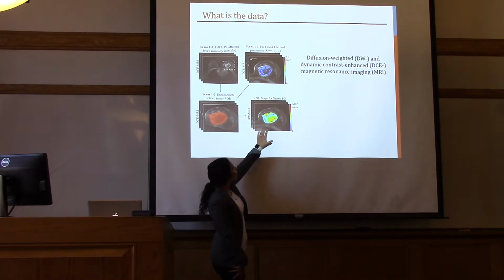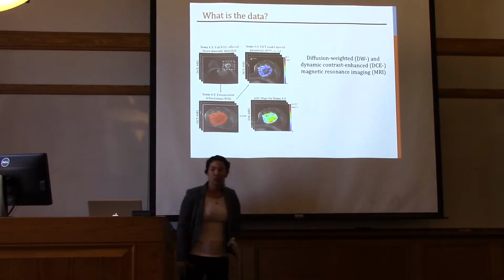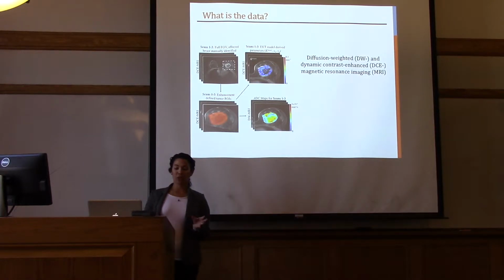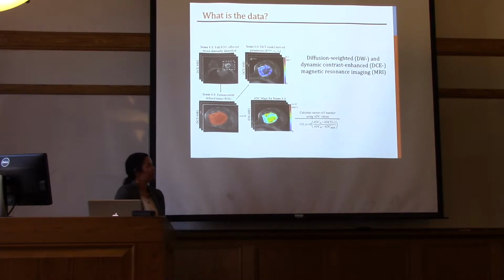And then we use that ROI to look at the diffusion weighted data, from which we create a map called the apparent diffusion coefficient. That's the apparent diffusion coefficient of water. Water will diffuse faster or slower depending on the density and cellularity of the tissue. This has been well studied, and there's a nice little formula that you can use with this map to approximate the amount of tumor cells in that tumor.